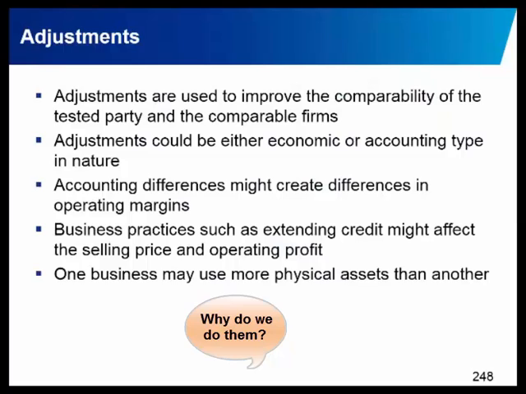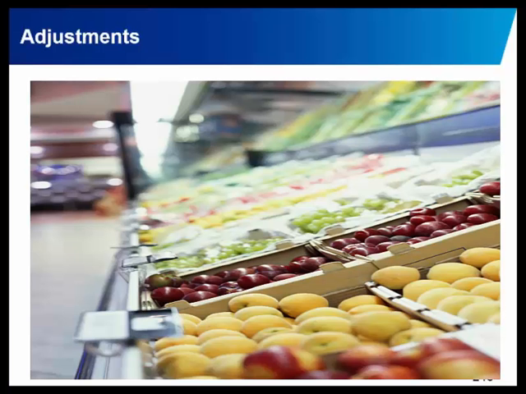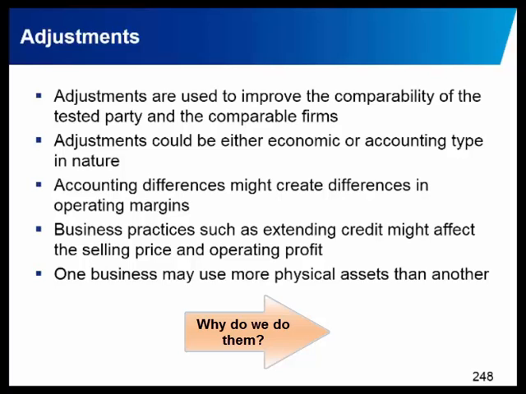Well, adjustments are used to improve the comparability of the tested party and the comparable firms. Perhaps put in another way, as TP professionals, we want to make sure that we're comparing apples to apples and oranges to oranges. Performing these comparability adjustments where we account for certain economic or accounting factors is one way of doing that. So for example, we may account for differences that might create variances in operating margins, or perhaps we see a business where they use more physical assets than others. All of these are factors that we want to take into consideration when applying the CPM method and applying the comparability adjustments.